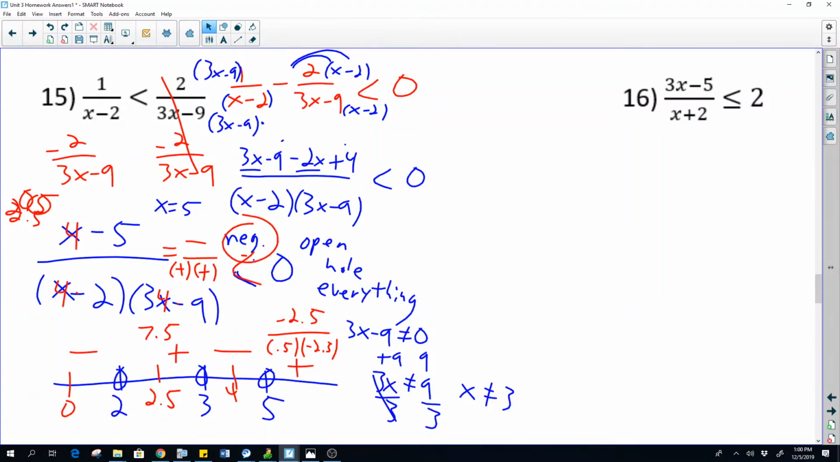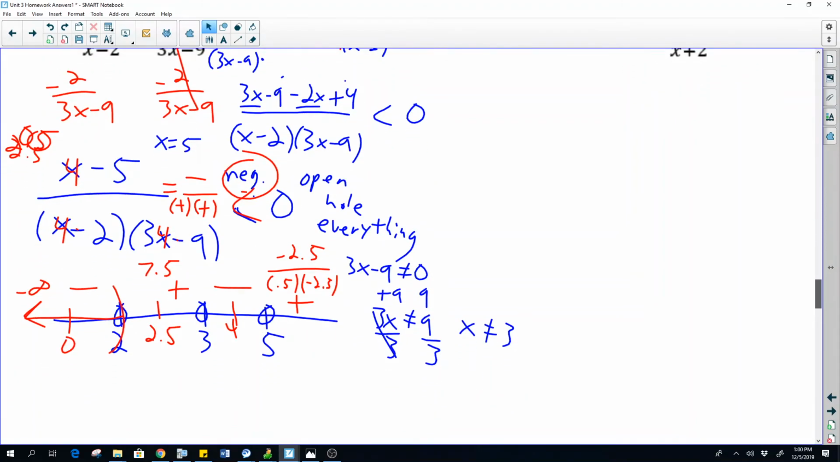That's the negative ones. And so the negative ones will be parenthesis 2 to the left. So negative infinity to 2 is going to be our first answer here for number 15. So we got negative infinity to 2 in union with all open holes, so parentheses, and then 3 to 5. So we'll double check that on my answer key here. Yep, 3 to 5. Beautiful.